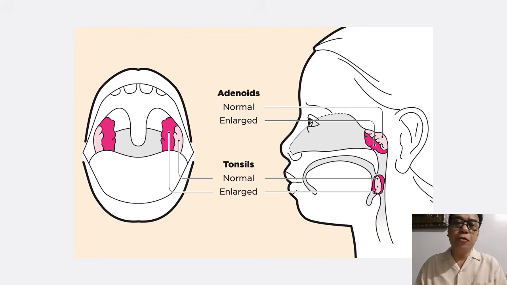Okay, so the common signs and symptoms. Again, adenoiditis and tonsillitis is the inflammation of the adenoids or the inflammation of the tonsils. For our signs and symptoms, they could experience sore throat. They could experience fever. Usually, if they have tonsillitis and adenoiditis, they are snoring. They snore a lot. They could experience dysphagia.